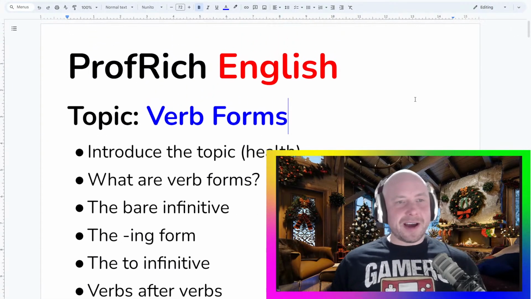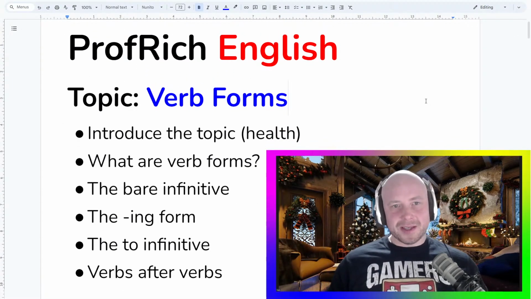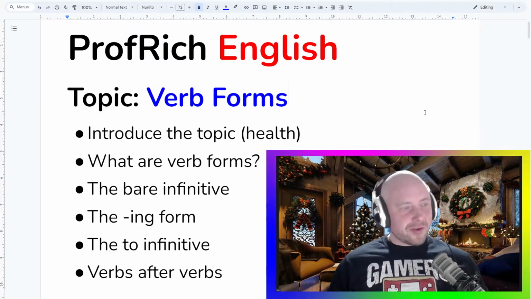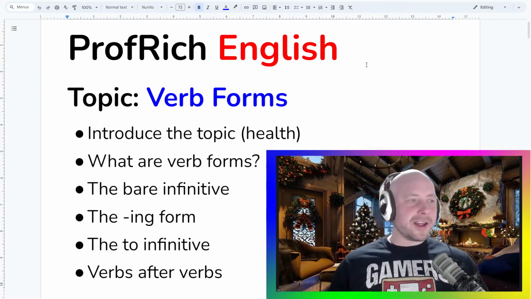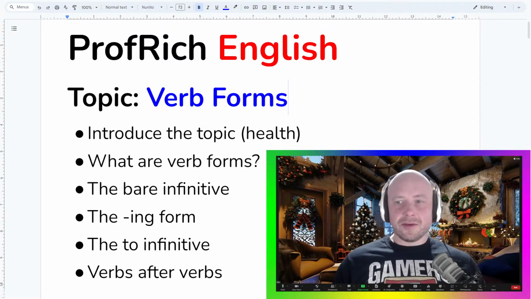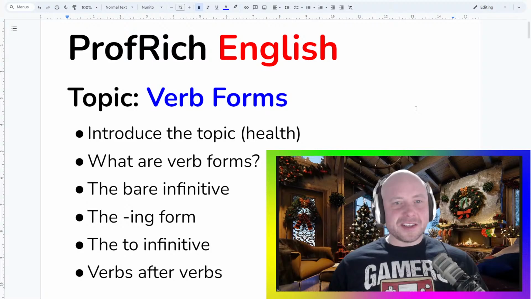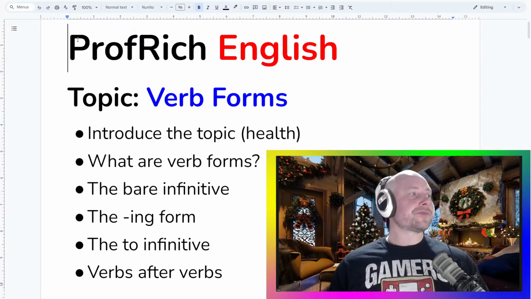We are talking about verb forms. As you can see, that was the best possible introduction you could hope for. We're talking about verb forms. We are talking about ing. We're talking about infinitive, and we're talking about the infinitive with to.